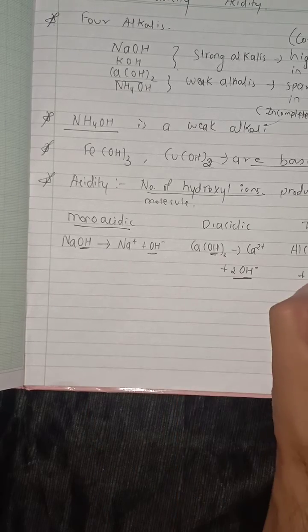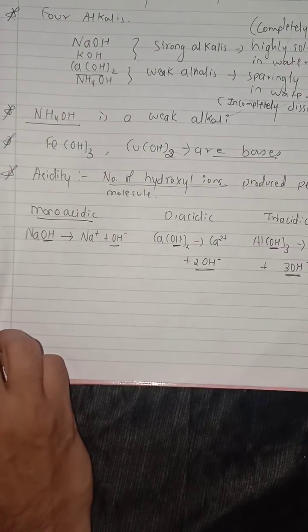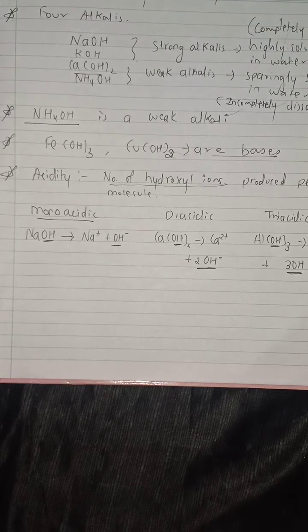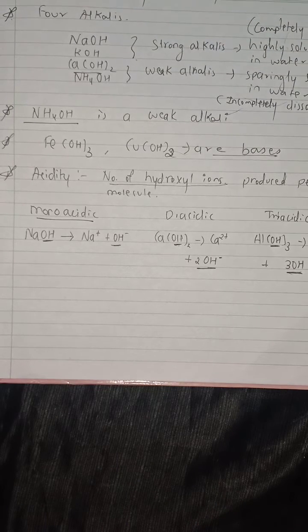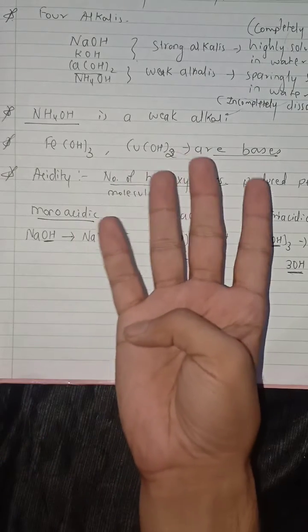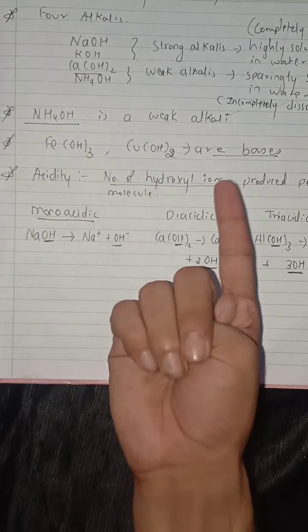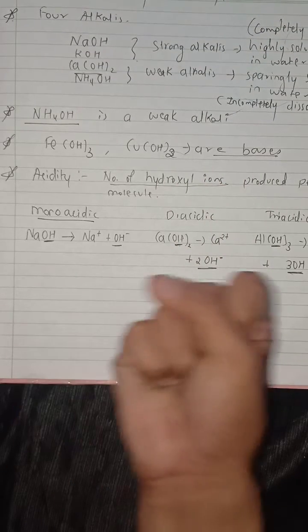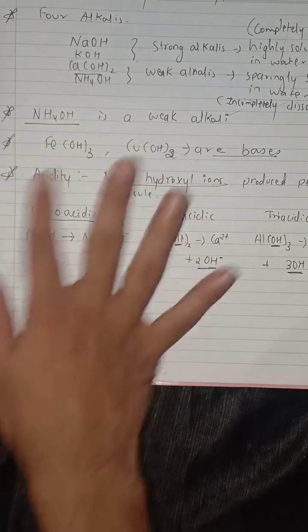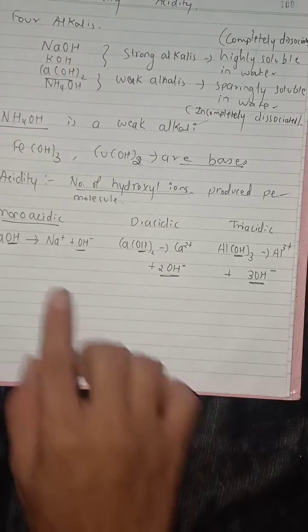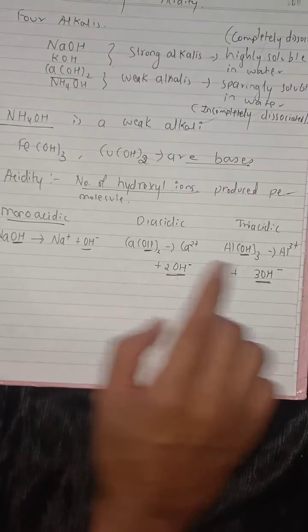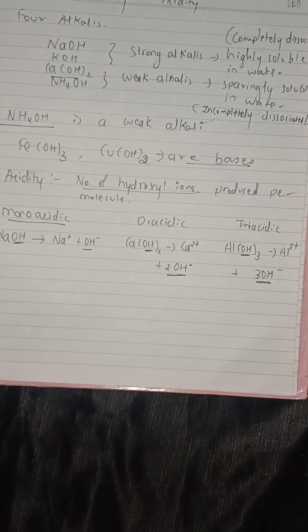and 3 OH is triacidic. See, when we studied the chapter on acids, it was very particular: although you have 4 H, sometimes it would lose only 1, and in the phosphorus acid case it would lose 2. But in the case of bases it is very clear: if the hydroxyl ion is 1 it will lose 1, if it is 2 it will lose 2, if it is 3 it is 3. So it is very easy.